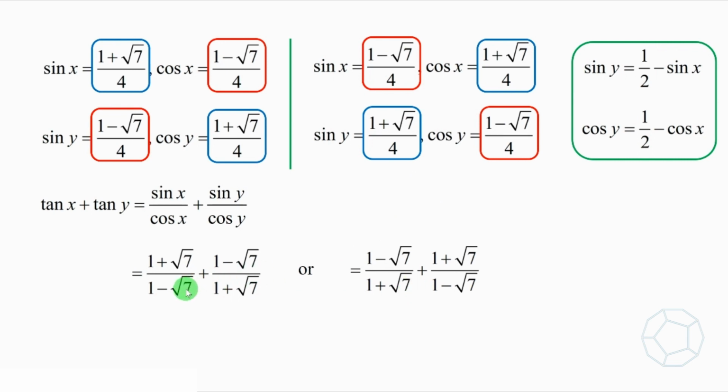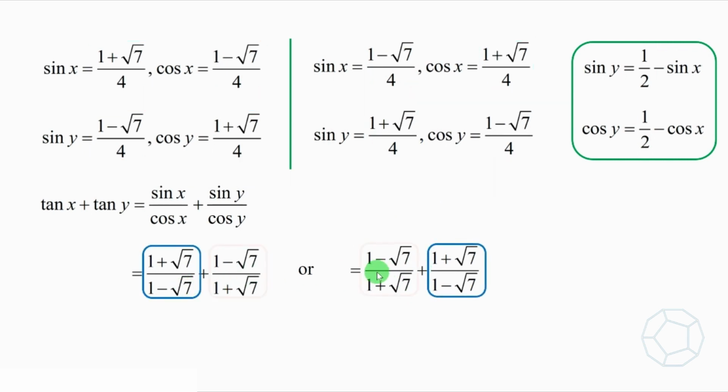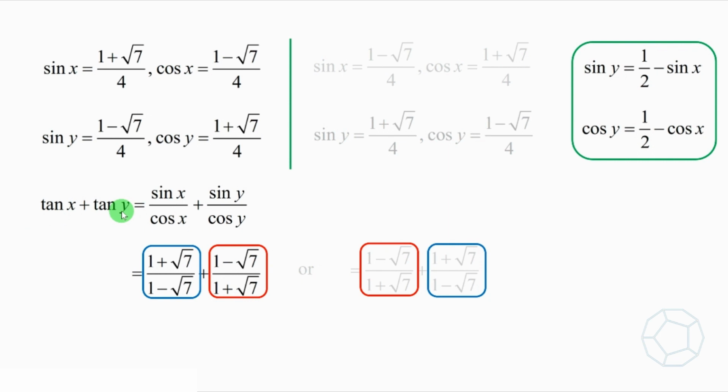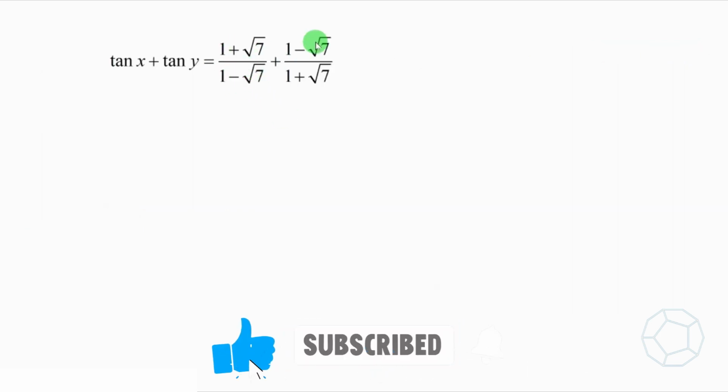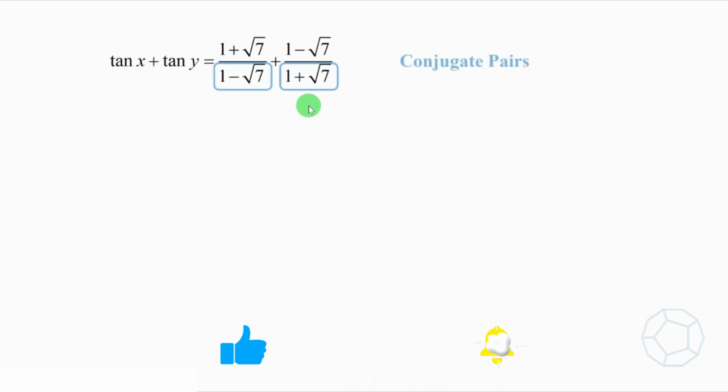We also put the second set of solutions into it. Can you see that the two fractions are exactly the same? They give the same value of tangent x plus tangent y. Great! We just have to handle one case. Now, let's look at the numerator and the denominator of the two fractions. They are conjugate pairs. So it's really easy to simplify.